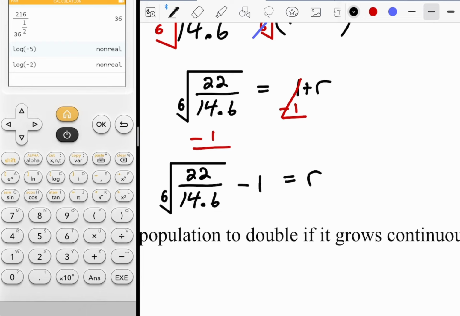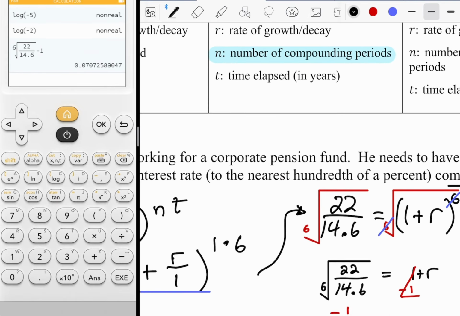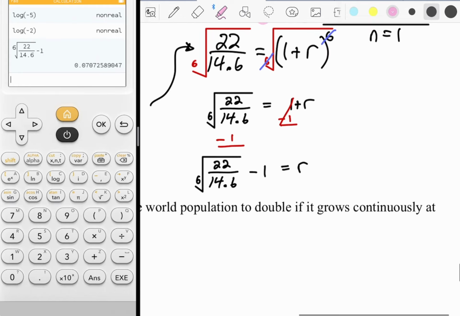All right, so let's get that into the calculator. If you need a root other than a square root, you could do it by raising to a power of 1 over 6. Or if you go into the toolbox, you see the nth root, select that, type in 6, and I want 22 divided by 14.6 minus 1. So it's that number, but they said to the nearest hundredth of a percent. Don't lose sight of what the question's asking for.